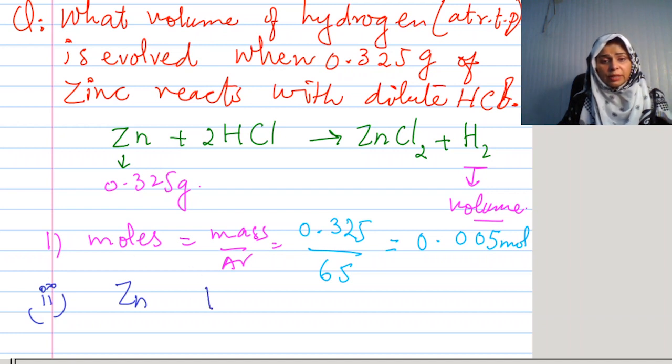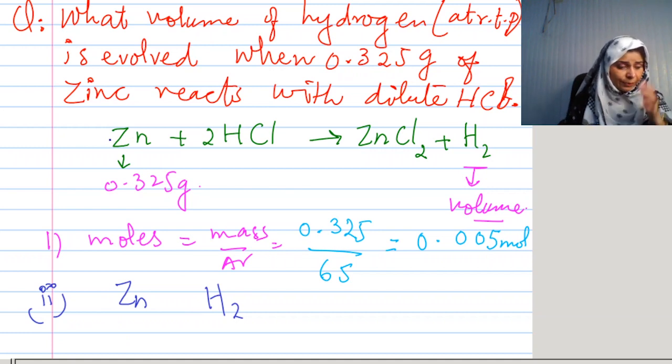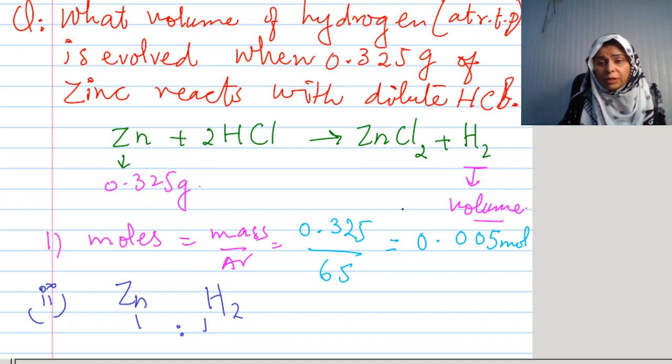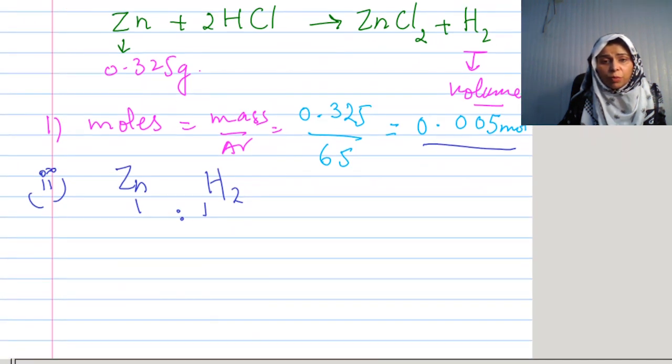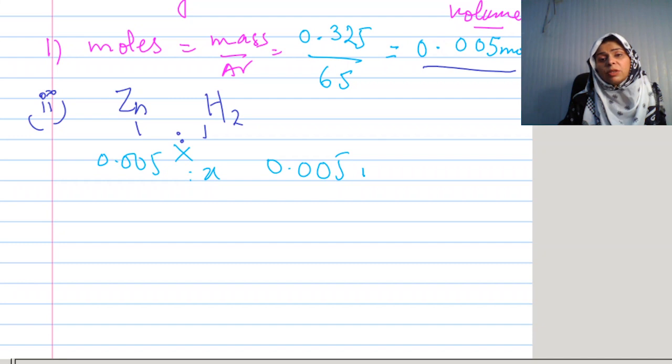So here is the hydrogen gas. How many moles are there from the equation? 1 mole of zinc, and how many moles of hydrogen? 1 mole of hydrogen gas. So 1 mole of zinc to 1 mole of hydrogen gas. If we use 0.005 moles here, then the answer will be the same. So moles of hydrogen will be 0.005. This is the hydrogen moles.